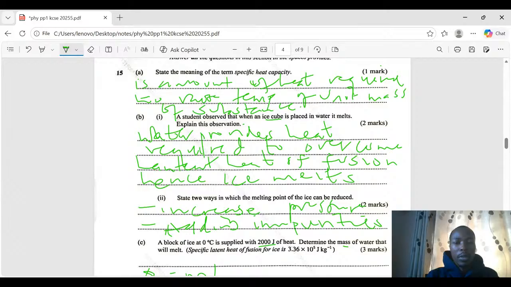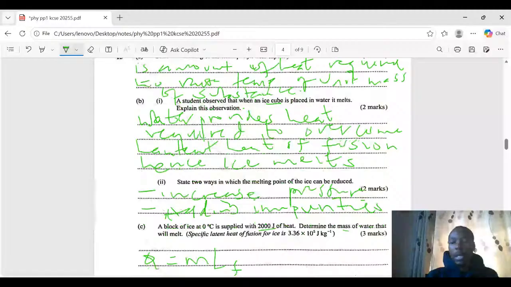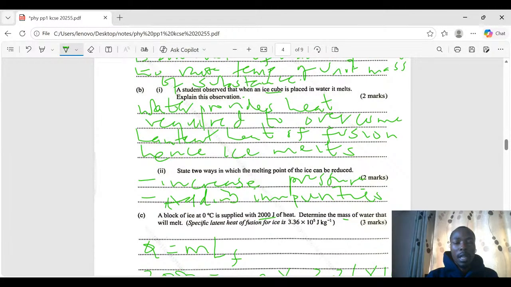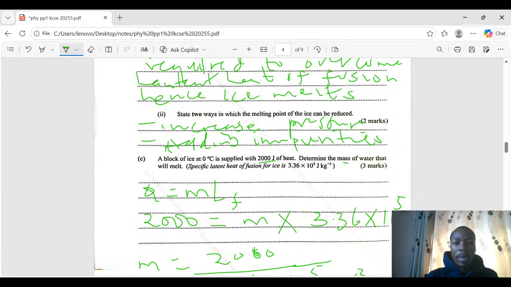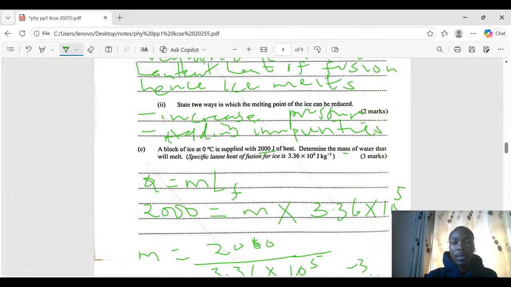Then number 2: a student observed that when an ice cube is placed in water, it melts. Why do you think the ice melts when it's placed in water? It's because water provides heat, and that is the specific heat of water. So when this heat is provided, it overcomes the latent heat of fusion of the ice, and therefore the ice melts.